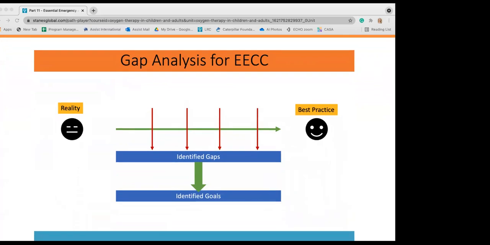And this is the basic. I don't expect you to become the expert in that, but that's how we can think about these problems. So the reality is what we are doing now. And the best practices is what has been published or recommended. And we need to identify the difference of what we are doing and what is expected as gaps. And then we set goals.